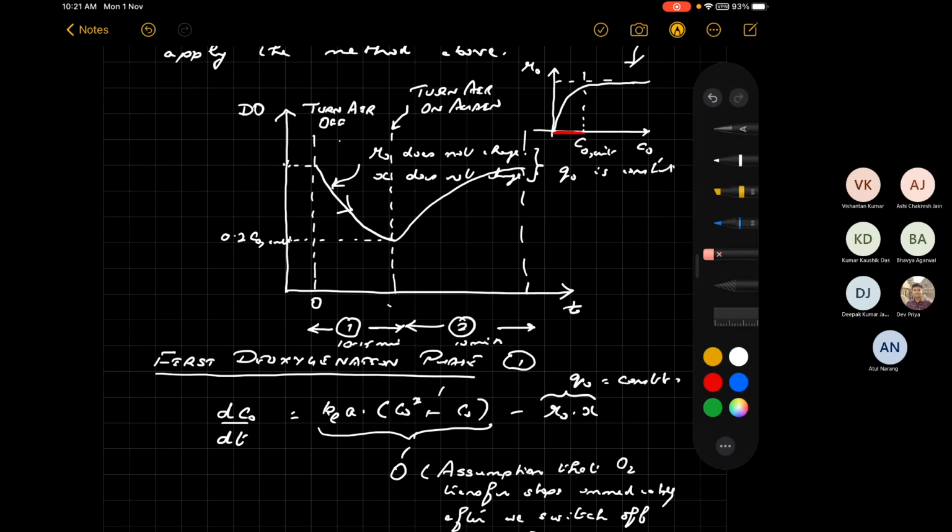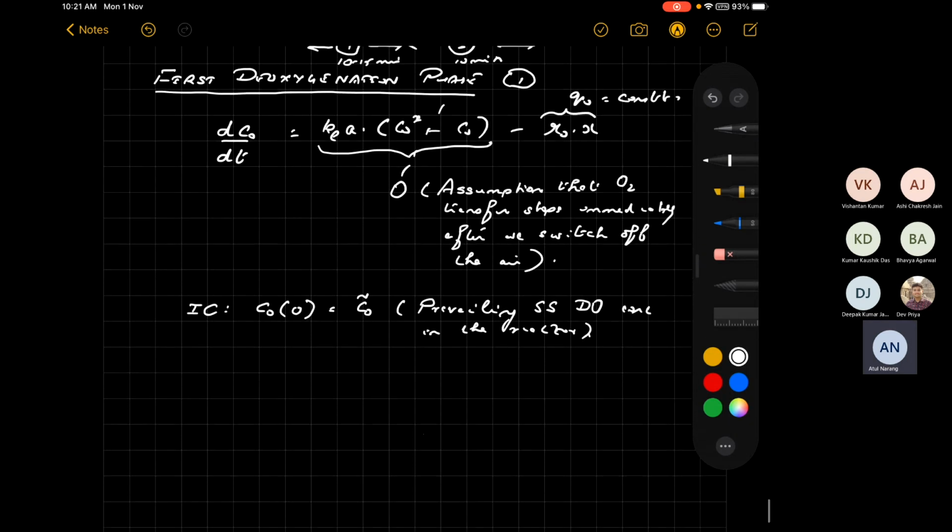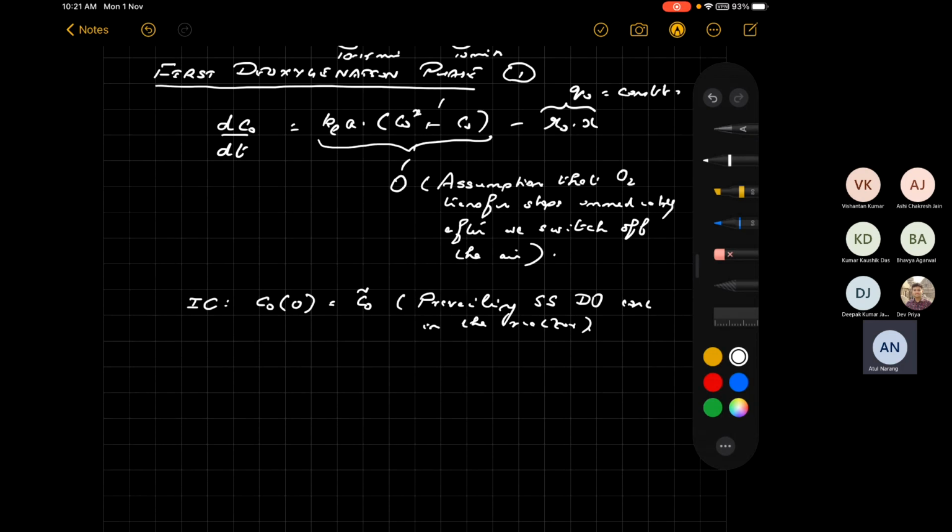This is C tilde. This is the steady state dissolved oxygen concentration. Now at time t equal to 0, I turn the air off and CO starts to decline. But you can see that from this equation, which I call equation 1, since the first term is 0 and the second term is constant, all you have is dCO/dt is equal to the negative of a constant value, which means that CO should decline linearly, right?